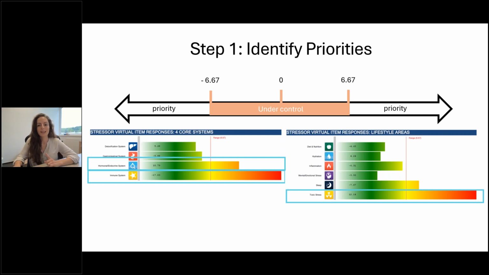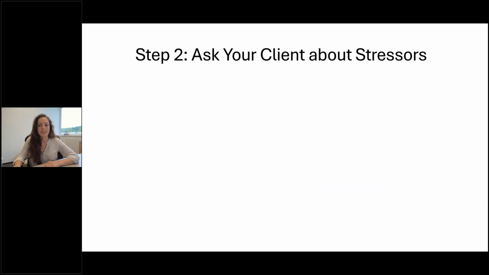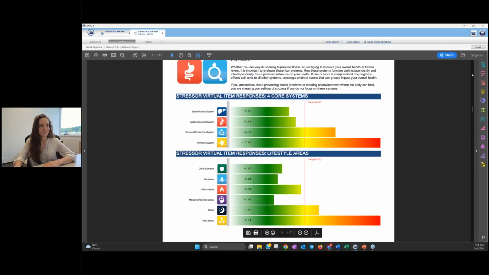Okay, so step number 1 is to identify the priorities. Next is step number 2, and that is to ask your client about the stressors. Okay, so let me go back to the software. Here in the software, you can see the same summary page that I just showed you screenshots of. And you remember that our number 1 priority was the immune system, right?